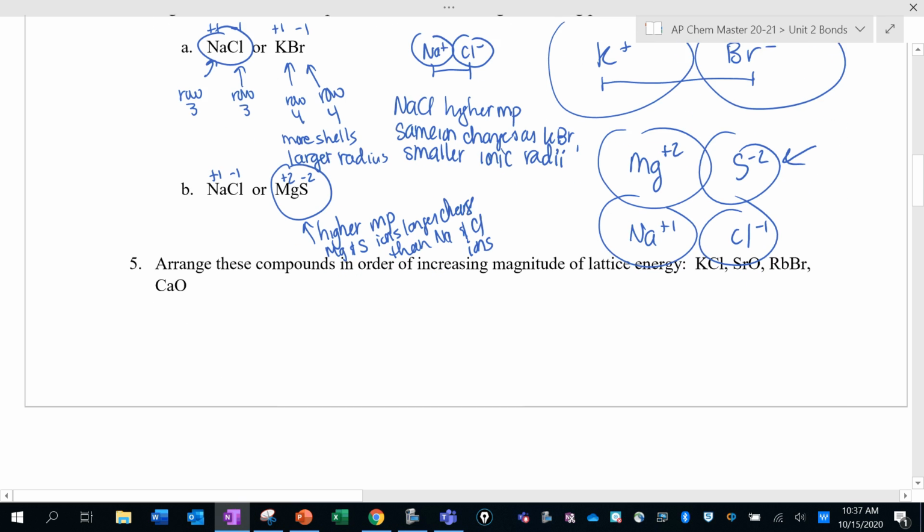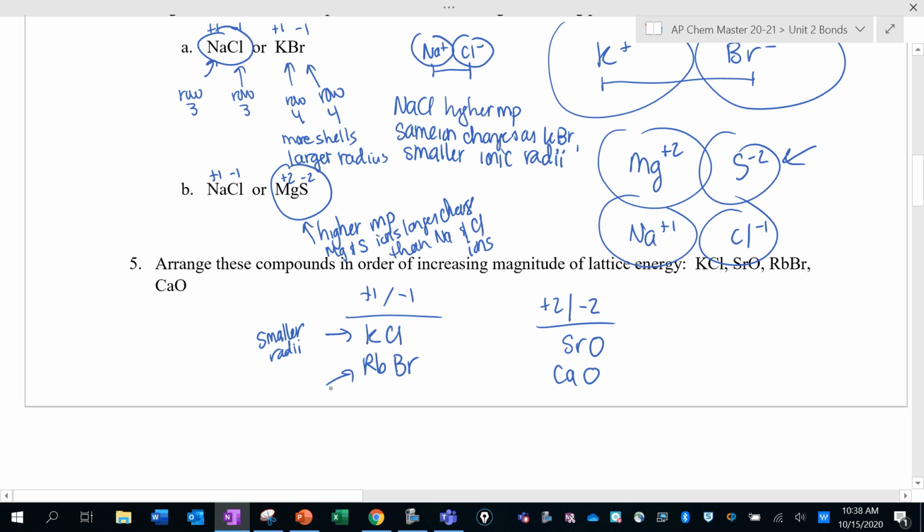Okay, so these ones in terms of increasing lattice energy. So let's first break them up by charge. We got the +1, -1 ones, which are KCl and rubidium bromide. And then you've got the ones with the ions of +2, -2, which would be strontium oxide and then calcium oxide. If we look at radius, this one's going to have smaller radii. So these ones are going to have the larger radii within this grouping. So the ones with the larger radius are going to be less attracted. Remember, as distance increases, attraction decreases. So RbBr is going to have the smallest lattice energy.